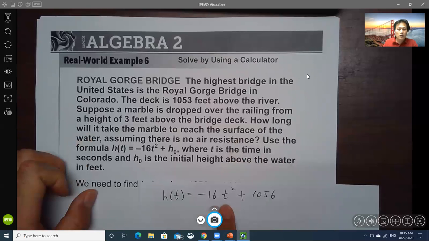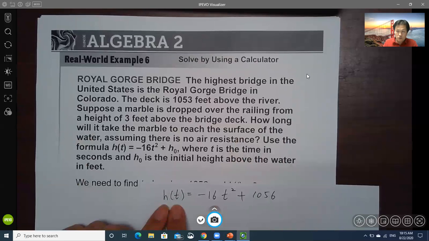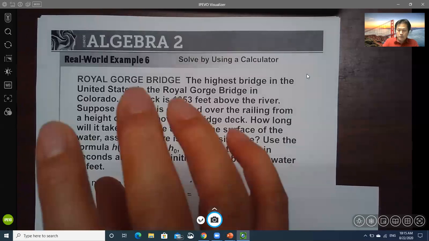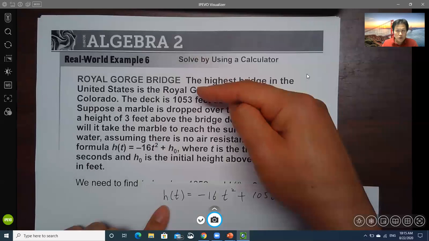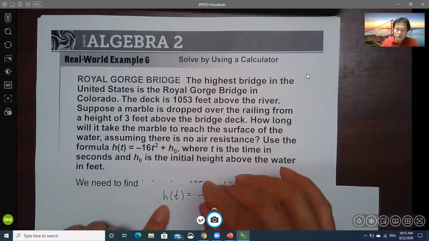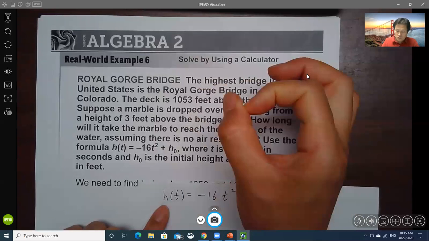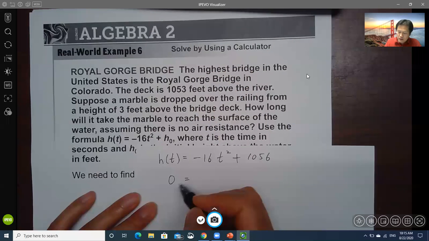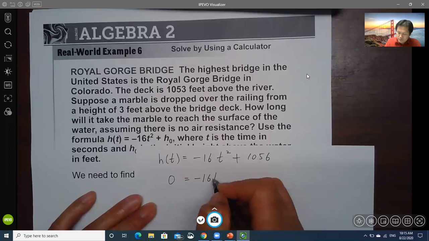Then they better give us the height. So how long will it take the marble to reach the surface of the water? Okay, when the marble falls and hits the water surface, what's the height of the marble from the water level? 0. It touched the water. So the height from the water surface should be 0. Okay, so what does that mean? The y value becomes 0, height is 0, and you solve for t.